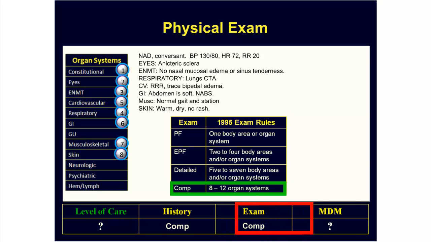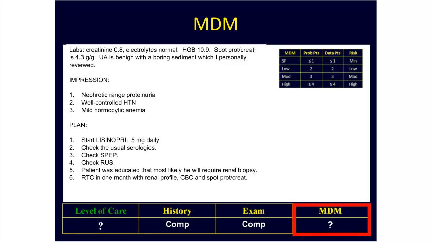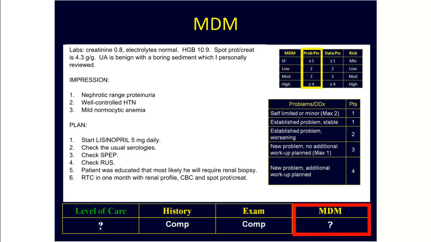The last step is to calculate the medical decision-making. Looking at the medical decision-making, it's always a good idea to systematically take apart the assessment and plan using the medical decision-making point system. Starting with the problem points, here the nephrotic range proteinuria definitely counts as a new problem for which additional workup is planned. The hypertension would count as a new problem for which no workup is planned. And the anemia is also a new problem for which additional workup is described in the note. This adds up to a total of 11 problem points.